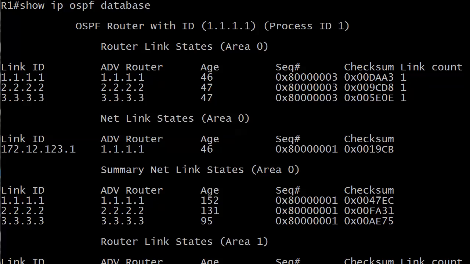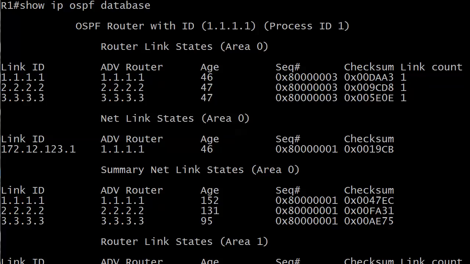Interestingly, the link ID for this particular LSA is the IP address of the designated router. So that's one of the rare times you're going to see a value under link ID that is not an OSPF RID. You're going to see the IP address of the DR. Just like the type 1 LSAs, network LSAs do not leave their area. So type 1 and 2, they do not leave their area.